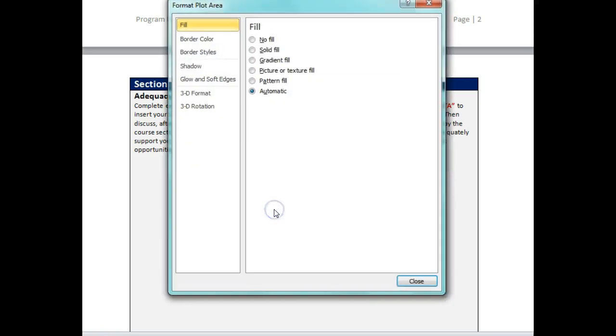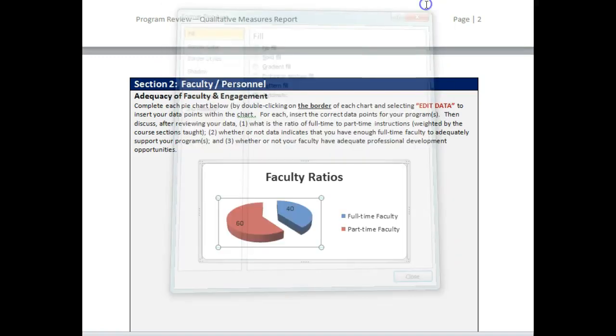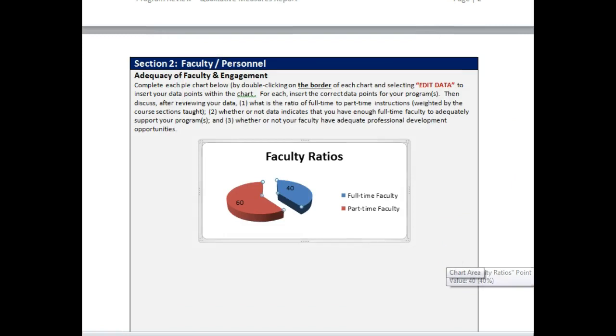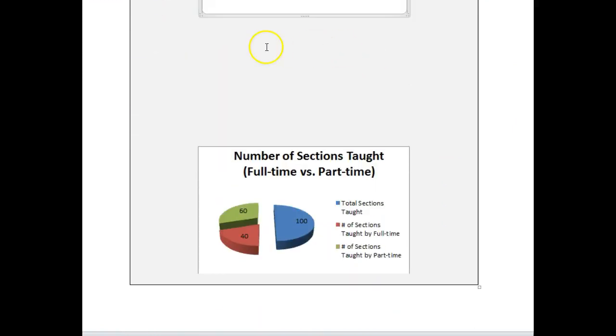It tells you how to do this. You double click the chart and it interfaces, it'll pull up the chart and you can hit edit data and put in your data. So these numbers aren't real, this is just a template. So just go ahead and put that information in, how many full-time faculty members you have versus part-time faculty members.